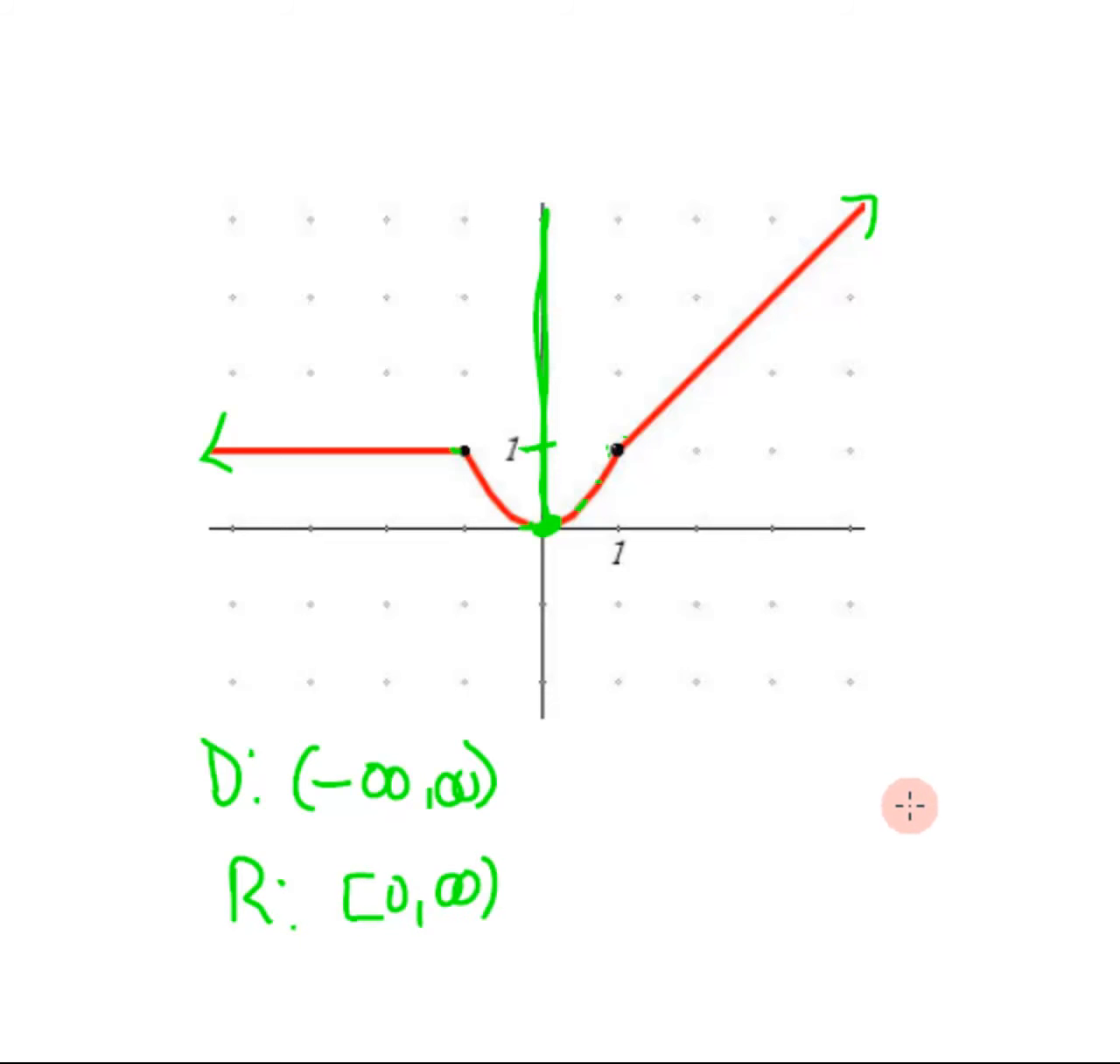Alright, hope that helped. And remember, the x-axis is always the domain. What x points are used to create this graph? And the y's are the range, what y's were created from those x's.